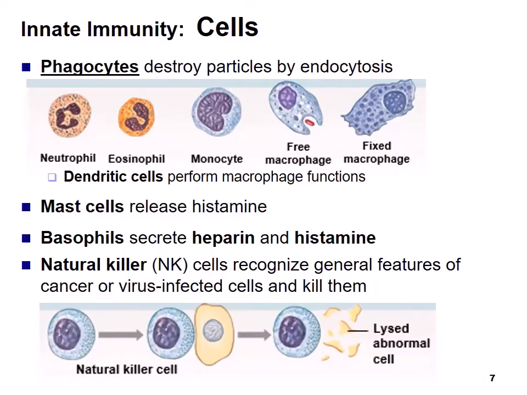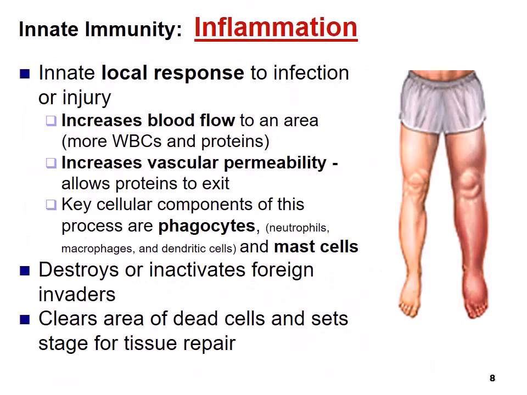They recognize things that are foreign and then they kill them. Or they also recognize general properties of virus infected cells and kill them as well. Because if we can kill the cell that has the virus in it, then we can help stop the virus from replicating.